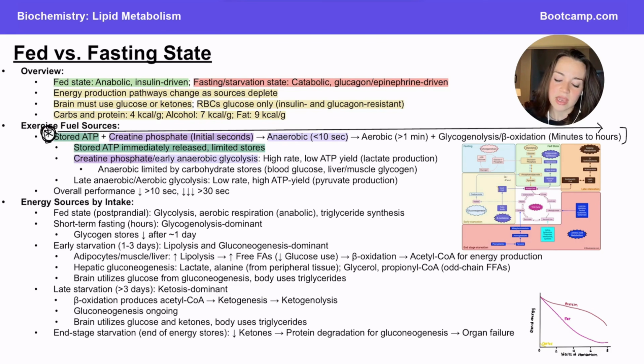And the good thing about anaerobic glycolysis, as well as the phosphocreatine system, is that we can kick it into gear really quickly. However, the downside is that it is not as efficient as some other processes like aerobic metabolism in forming ATP. And that's because we're creating lactate as our end product instead of pyruvate.